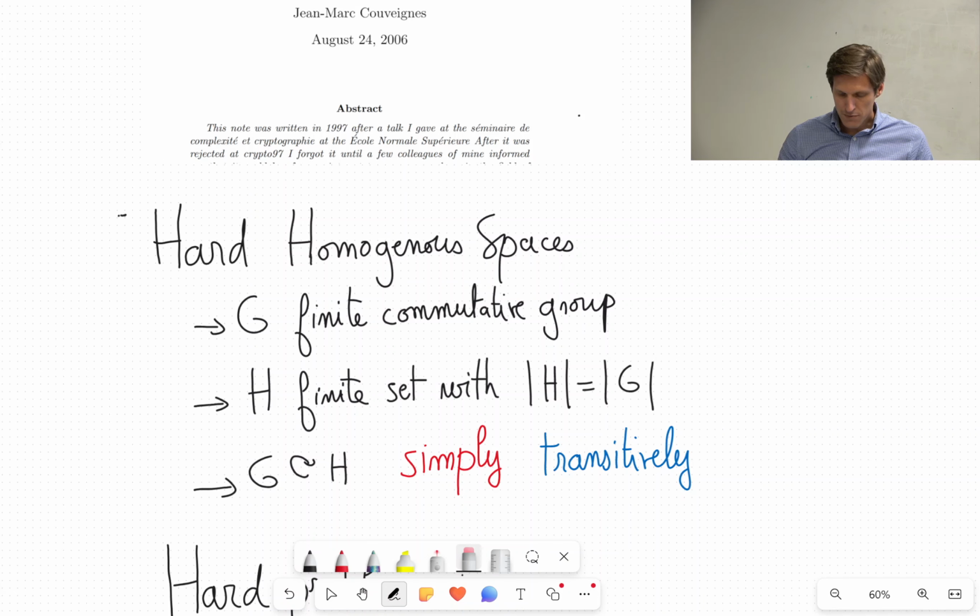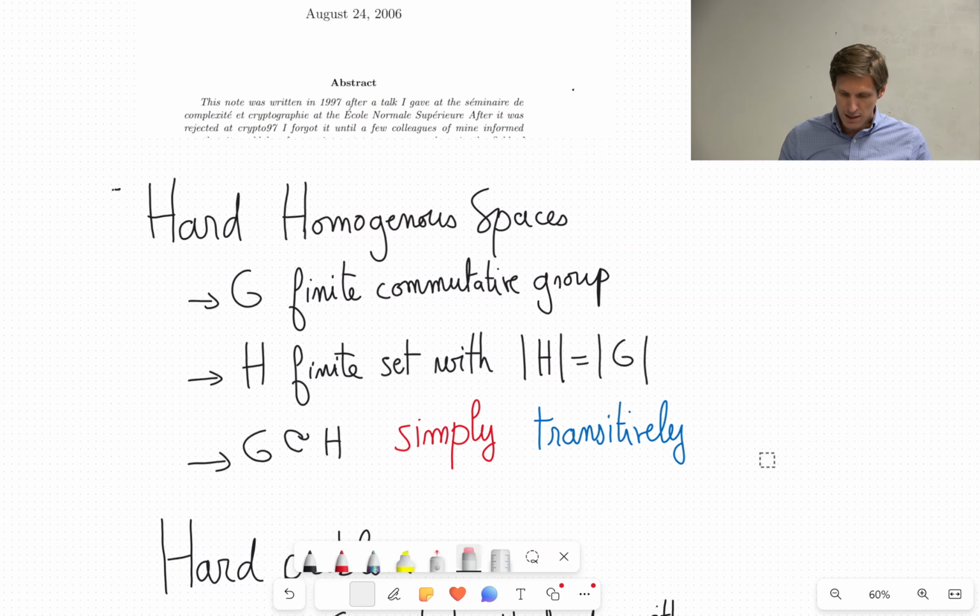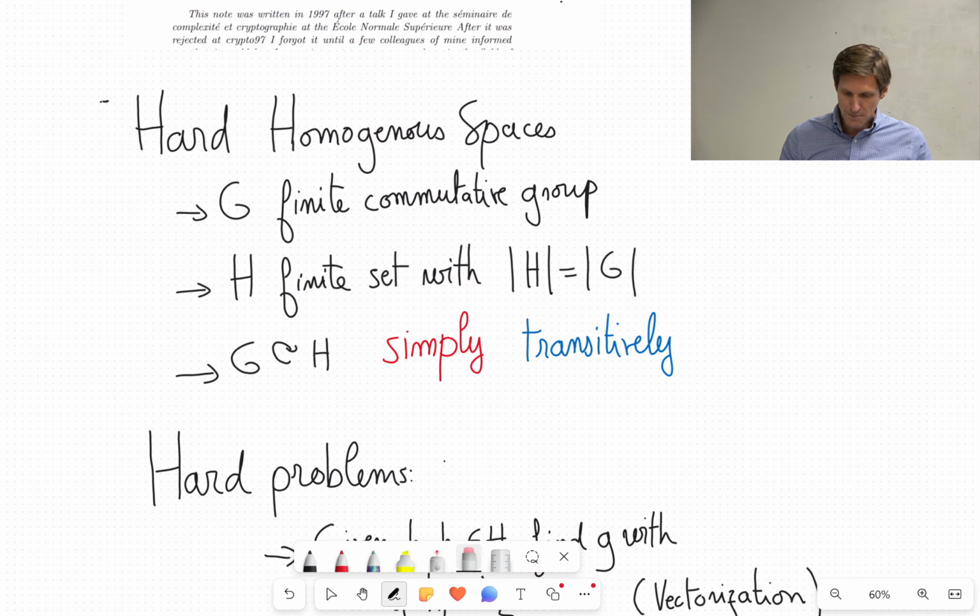At first glance, it doesn't really relate directly to isogenies. It's about group actions, okay? Technically, we'll see after that how we instantiate this group action using isogenies. But first, I have to note that this general framework doesn't need isogenies. It needs a group that acts on a set simply and transitively, okay?